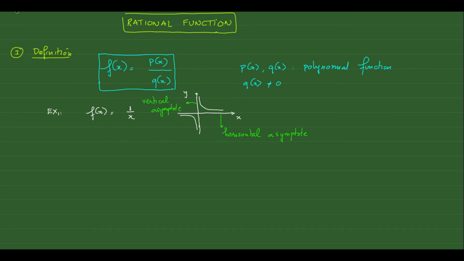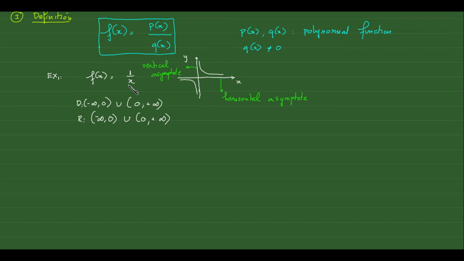Does anyone remember the domain and range of this one? I already mentioned this before. You see that it never crosses zero, right? So the domain will go from negative infinity to 0, union with 0 to positive infinity. That's the domain, and so is the range: negative infinity to 0, union with 0 to positive infinity. So this is very basic. We call it the parent function of rational functions. From this function we can apply the concept of transformation to derive more complicated functions.